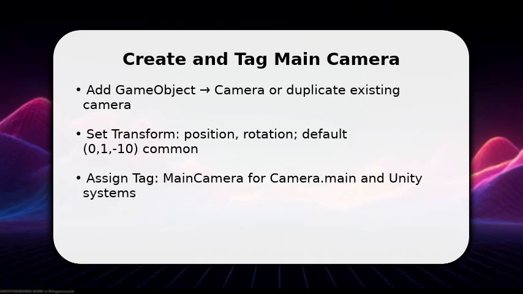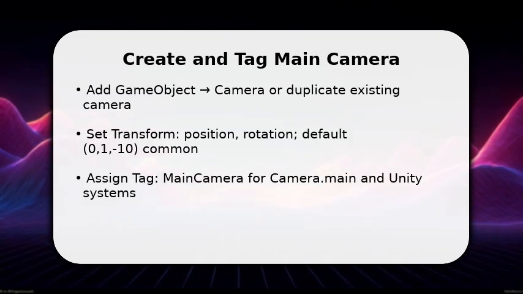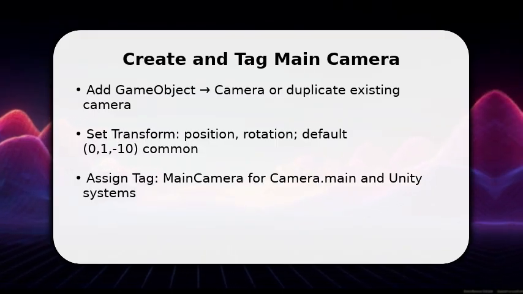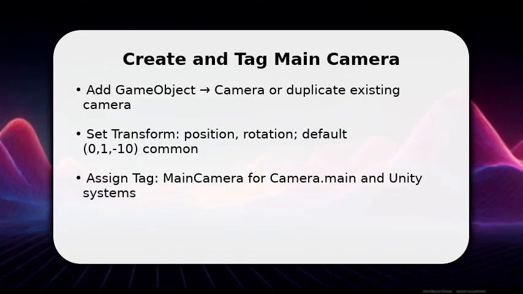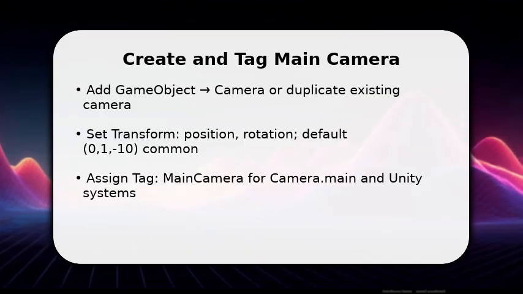Enjoy the video. You begin by making the camera object and immediately tagging it main camera so Unity APIs and scripts find it. Create or duplicate a camera, then set its transform to a sensible starting point. For example, position 0, 1, -10 and rotation 10, 0, 0.